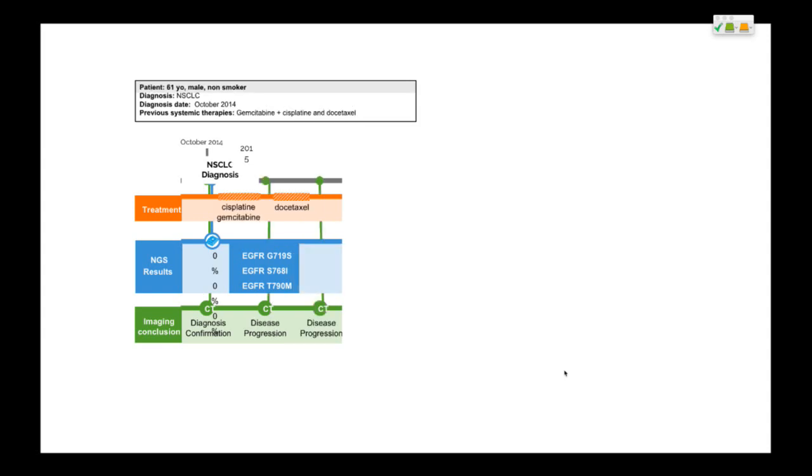And therefore, the oncologist decided to give only chemotherapies to the patient.